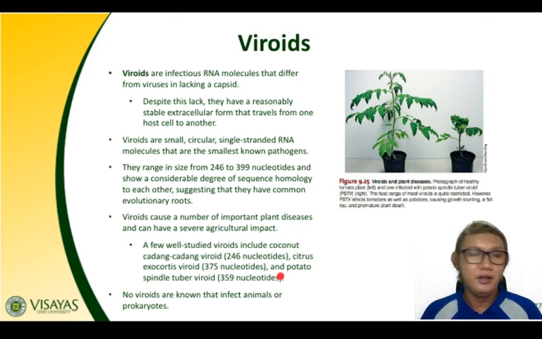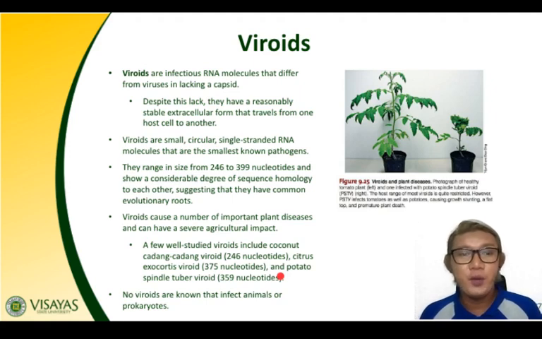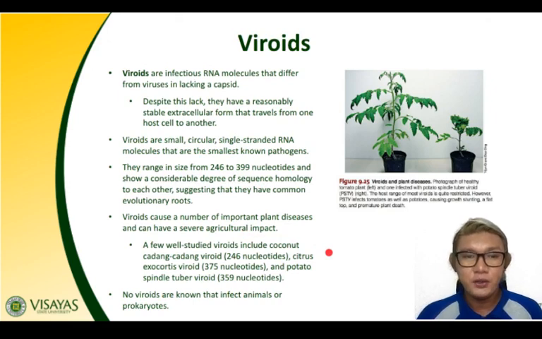So they have a reasonably stable extracellular form that travels from one host cell to another. They are small, circular, single-stranded RNA molecules that are the smallest known pathogens. They range in size from these nucleotides. Viroids can cause a number of important plant diseases and can have a severe agricultural impact.